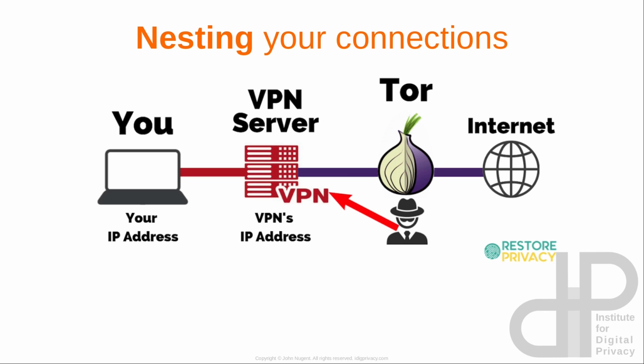To double down on your online privacy and anonymity, you can first connect to your VPN and then connect to Tor. This is called nesting. And if you're connecting to websites using HTTPS, this will give you a third layer of privacy protection.